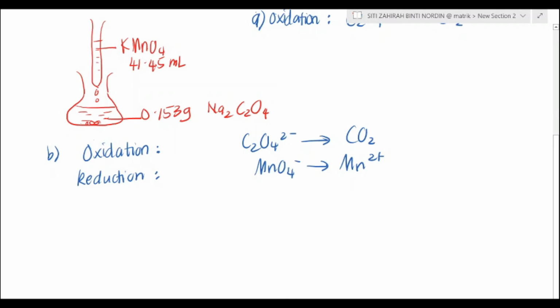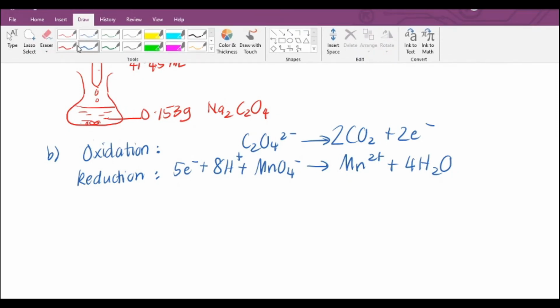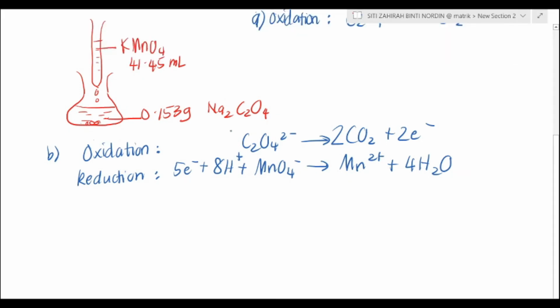So for oxidation we've got 2 CO2 plus 2 electrons, and for reduction we have 4 oxygen, so we need to add 4 H2O. Okay, so at the reactant we need to add 8 hydrogen ions and 5 electrons. Now we need to cancel the number of electrons, so we multiply the oxidation half equation by 5 and the reduction half equation by 2.